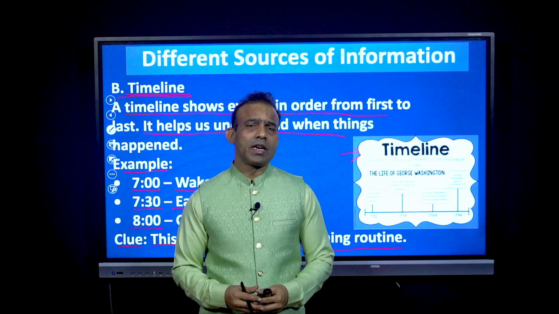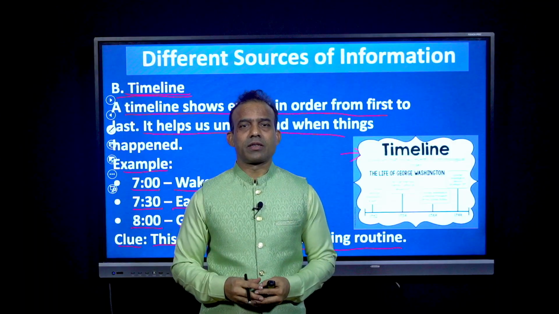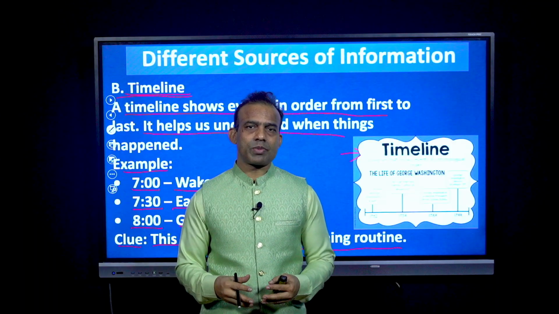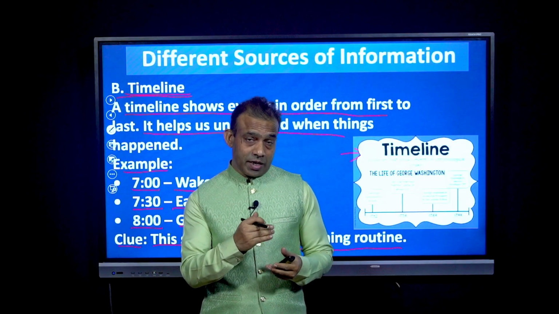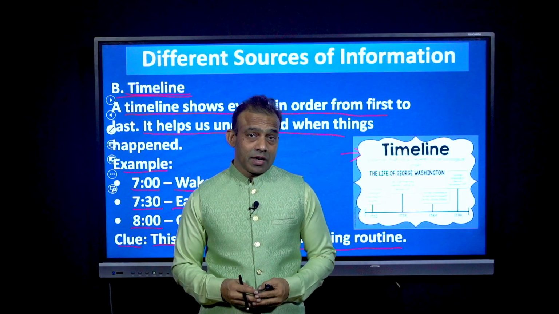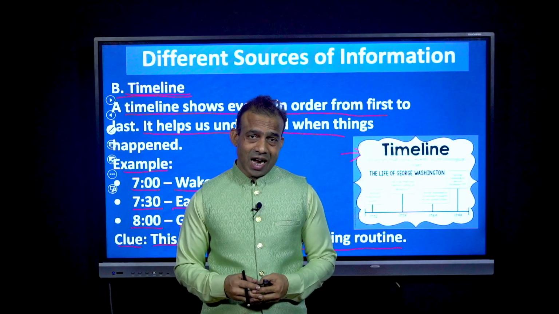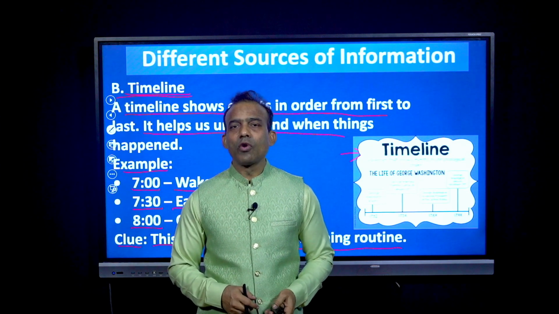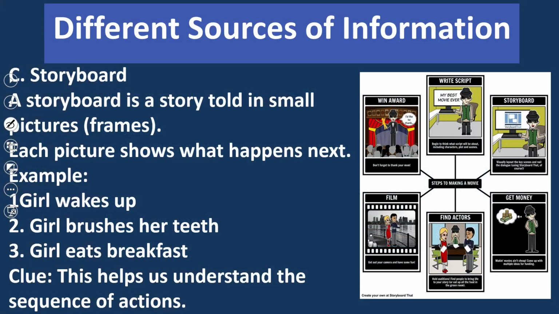Timeline basically is just like an alphabetical order, right? All the events which are going to happen are given in chart form and they are in order. This is called a timeline. And in a timeline, the given source can give the time as well. Now move to the next source of information. Yes, that is called storyboard.